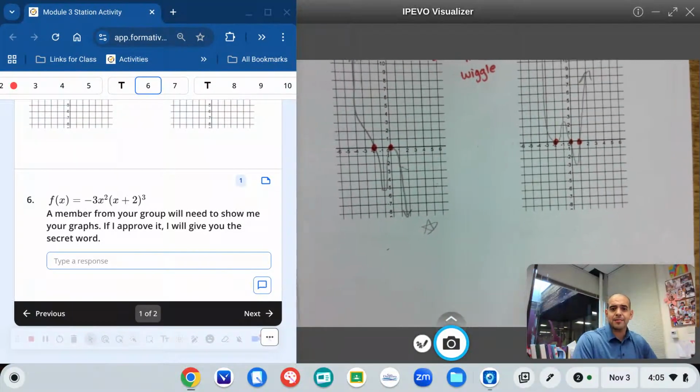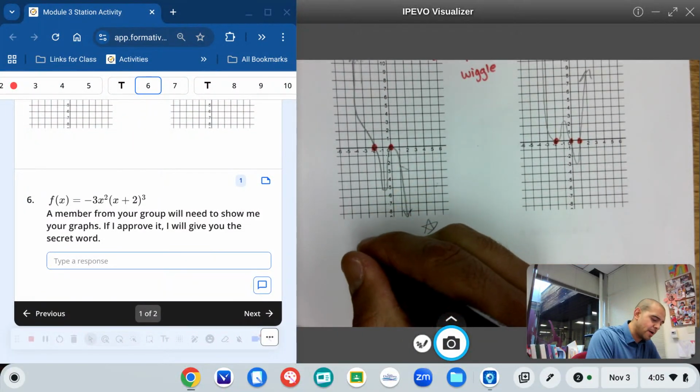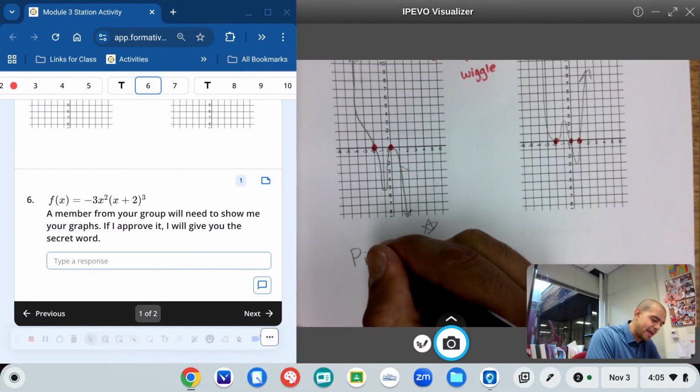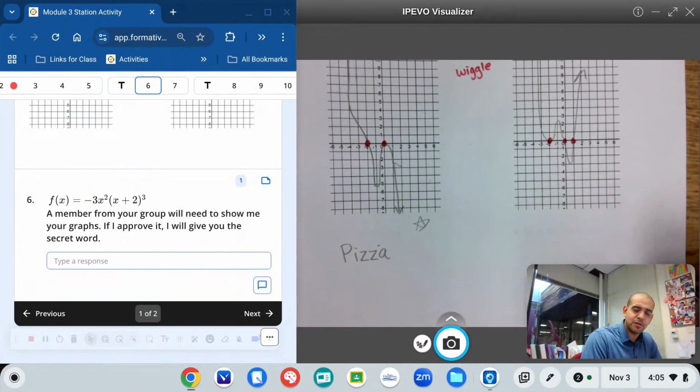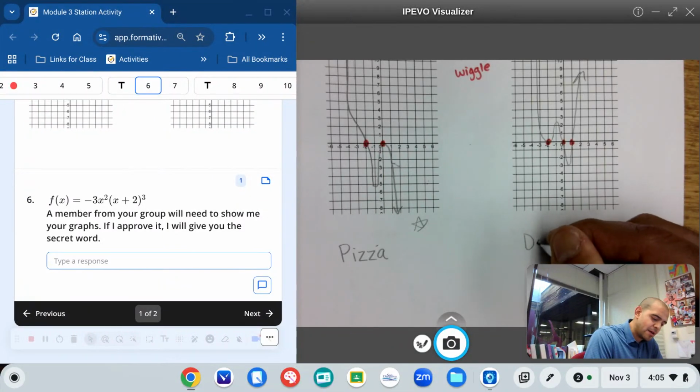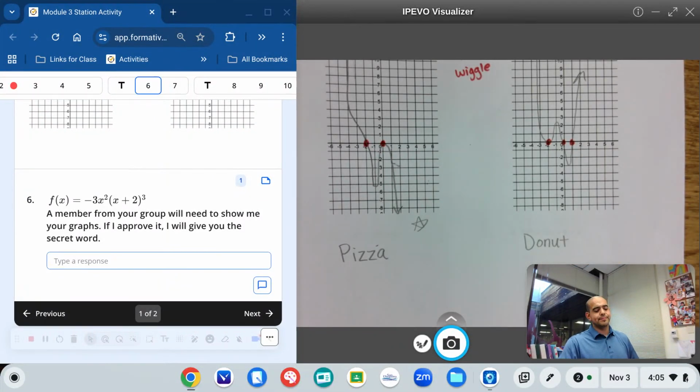So what's the secret password? Secret password for number 1 is capital P, I, Z, Z, A. What's the password for number 2? Capital D, O, N, U, T. All right, there you go.